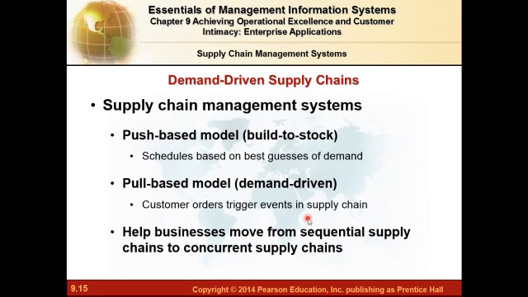Dell doesn't build a computer until it receives a customer order. Then it builds it to the customer's specification. Granted, the customer must choose from a predetermined list of options, but Dell doesn't have a huge stock of unsold inventory that no one wants based on faulty demand forecasting. So this supply chain management system actually helps businesses move from a sequential supply chain to a concurrent supply chain.